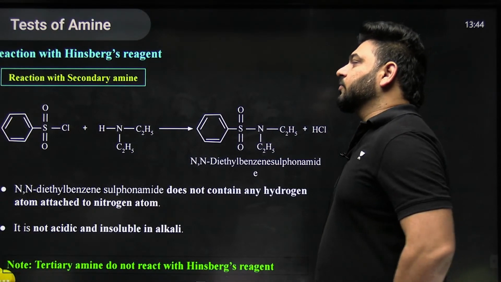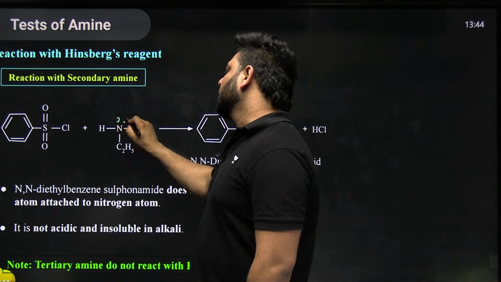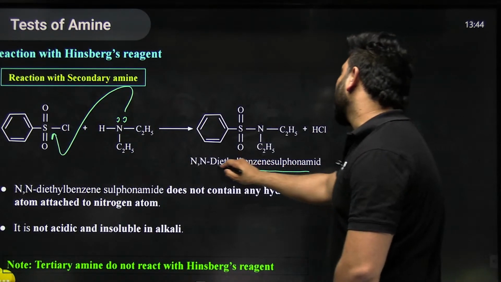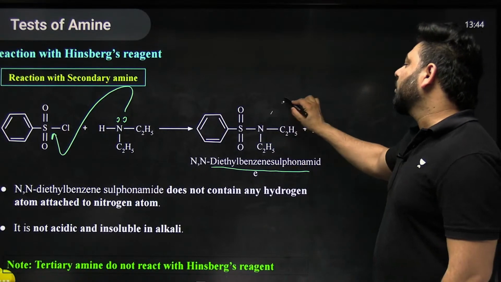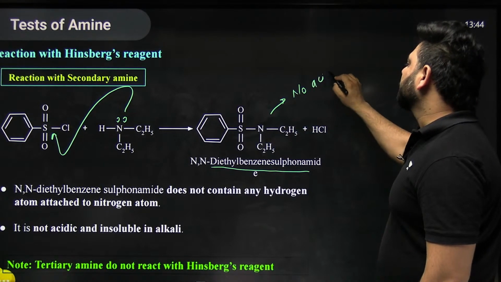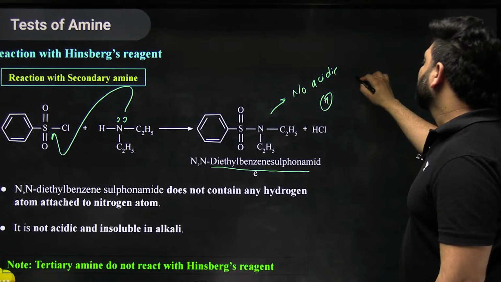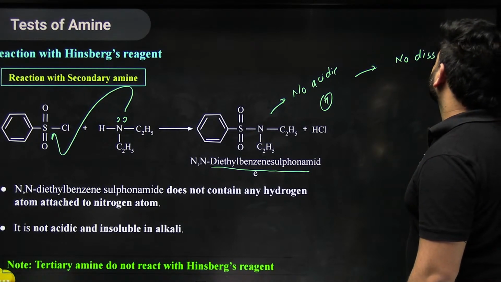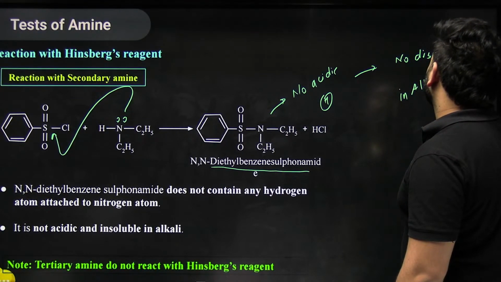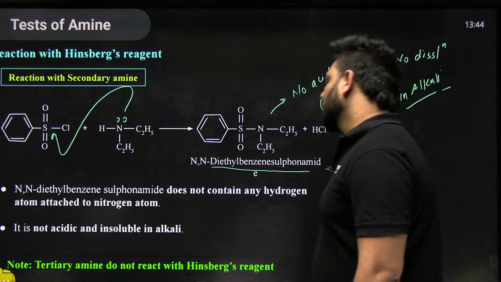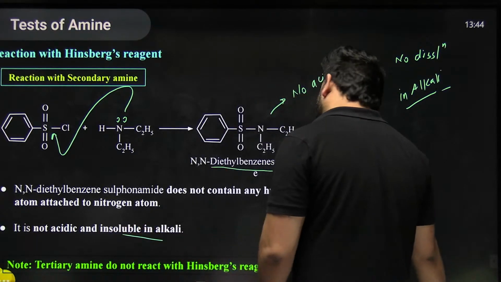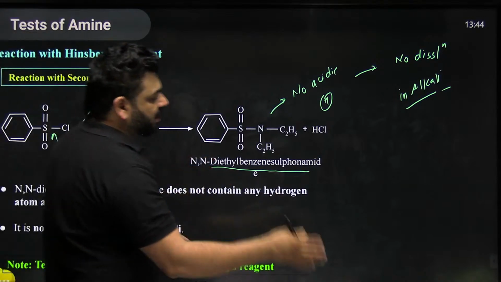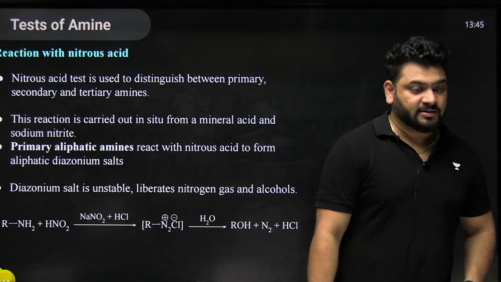We have secondary amine also with us. On reaction of secondary amine with benzene sulfonyl chloride, the product will be N,N-diethyl benzene sulfonamide, which doesn't have an acidic hydrogen; no acidic hydrogen is present on nitrogen. So it doesn't get dissolved in alkali. If you add alkali over here, it will not get dissolved. This is insoluble in alkali. And tertiary amines do not give any kind of reaction. So that is the test called the Hinsberg reagent test.